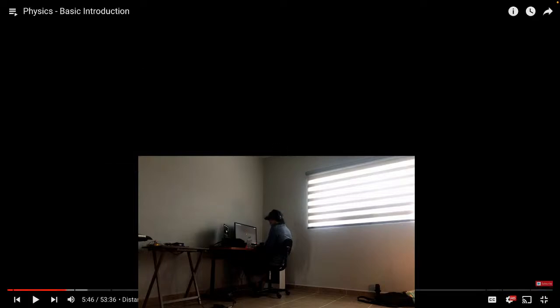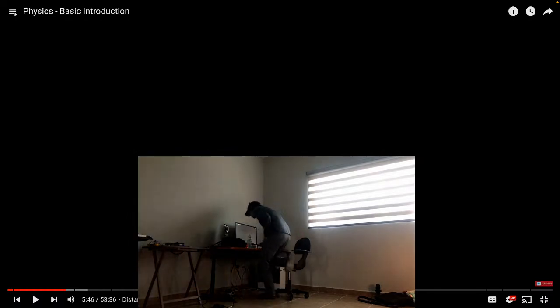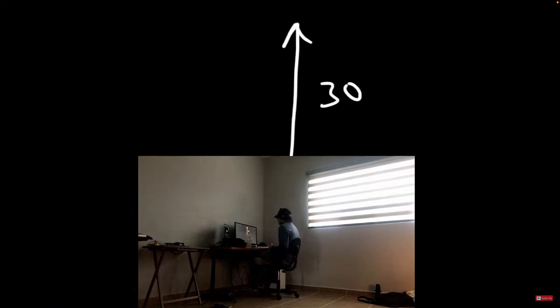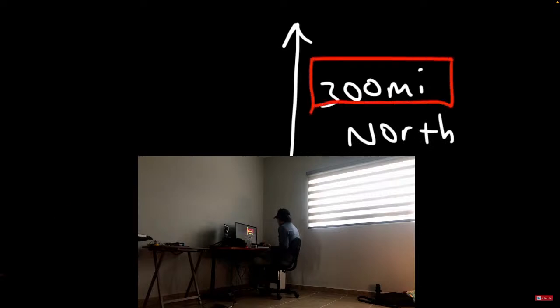Now let's say the car traveled 300 miles north. In this case, I have the magnitude, which is 300 miles, and I also have the direction, which is in the northward direction. So in this case, I'm describing displacement.